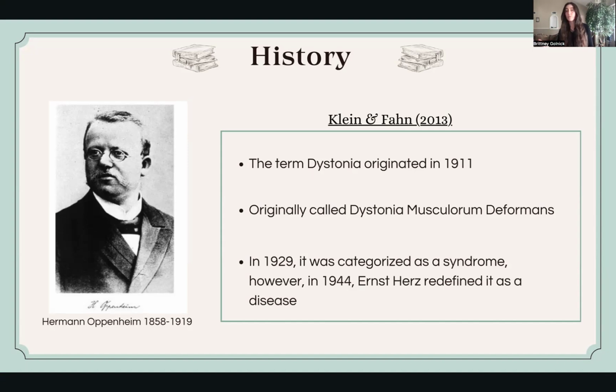Instead of other neurological disorders, they realized that they were actually observing dystonia. And in 1929, it was categorized as a syndrome. However, in 1944, Ernest Hertz redefined it as a disease instead of just a symptom or a syndrome of other neurological diseases. It was its own.